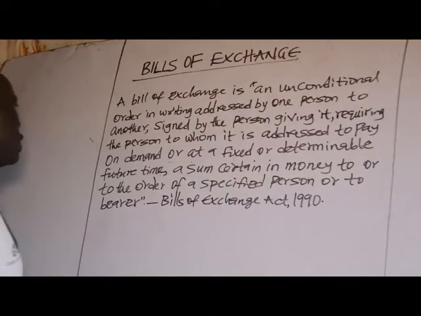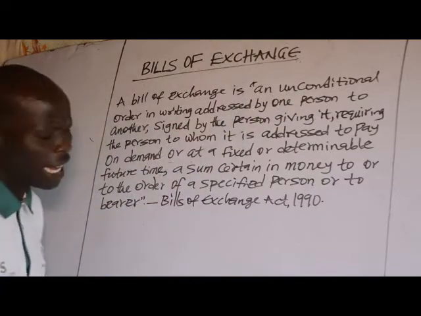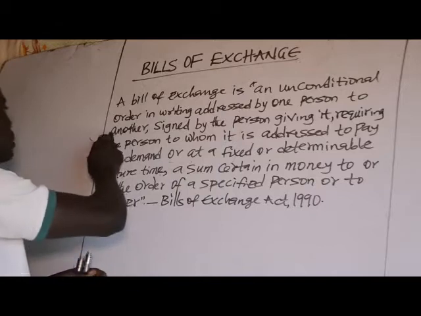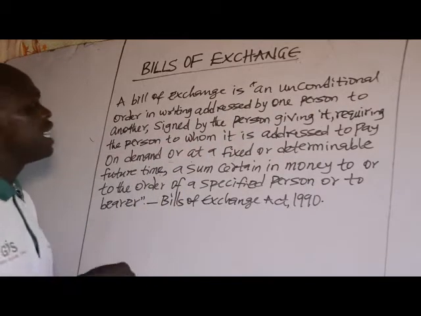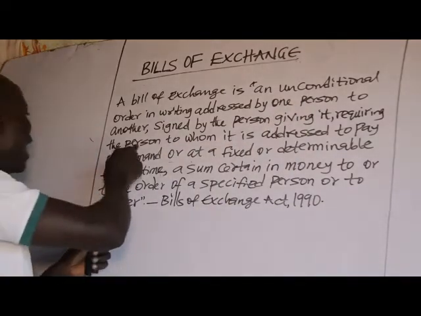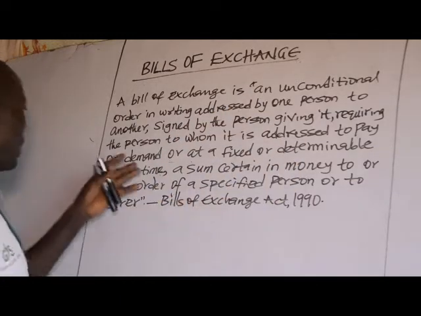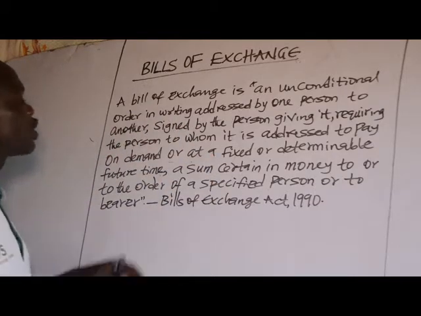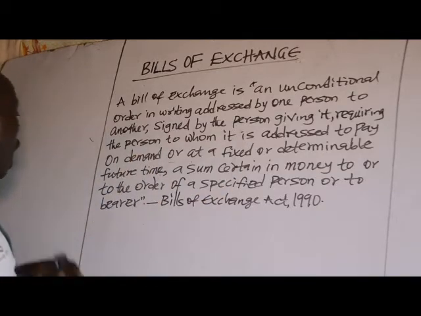What is a bill of exchange? According to the Bills of Exchange Act 1990, a bill of exchange is an unconditional order in writing addressed by one person to another. I've told you that the drawer will write the bill to the drawee. It is signed by the person giving it, requiring the person to whom it is addressed to pay on demand or at a fixed or determinable future time a sum certain in money to, or to the order of, a specified person or to the bearer.